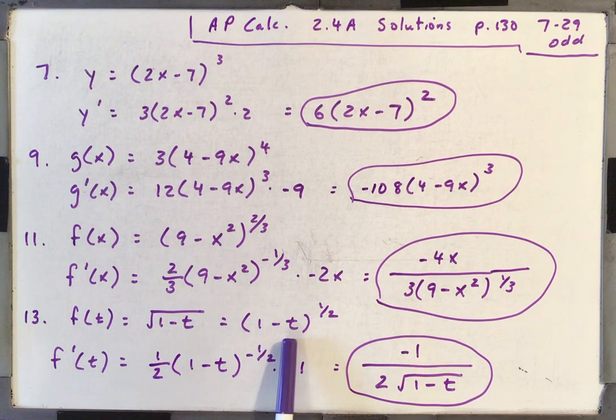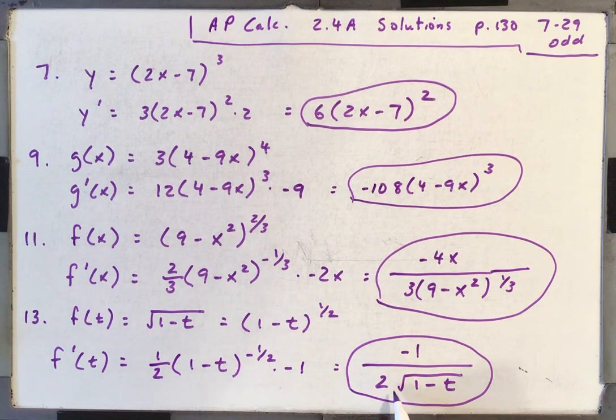Number 13, f of t is the square root of 1 minus t. Let's rewrite that as 1 minus t to the 1/2 power. So bring the 1/2 out front, times 1 minus t. Going to subtract 1 from 1/2, that'd be the negative 1/2. Students, don't forget this part, all right? Times the derivative of the blob. The derivative of 1 minus t is going to be negative 1. So you'd have negative 1 left on top, the 2 would go down on the bottom, and then 1 minus t to the positive 1/2.